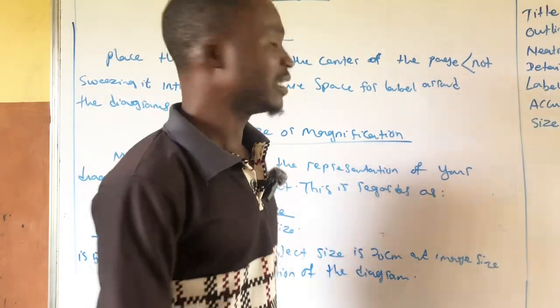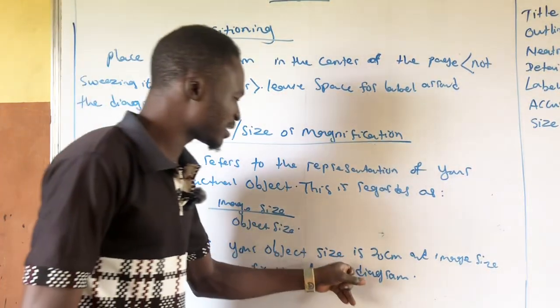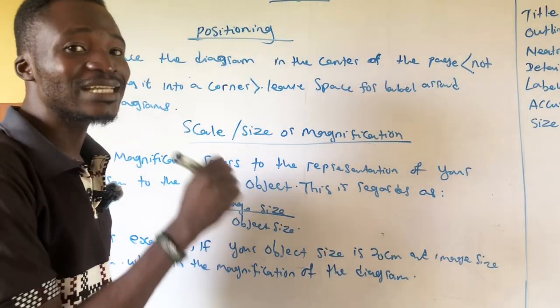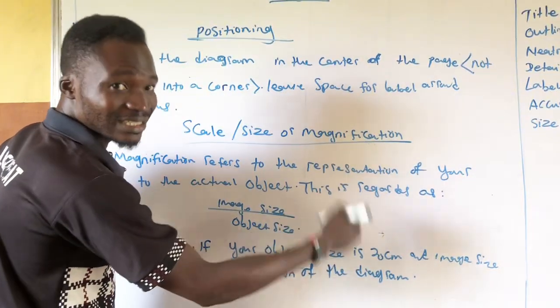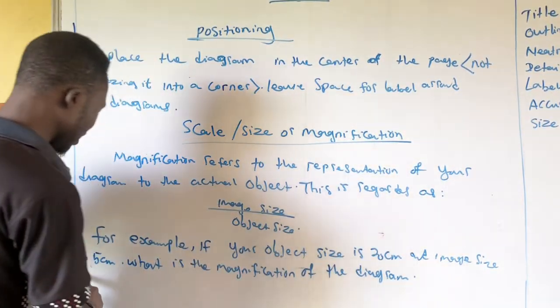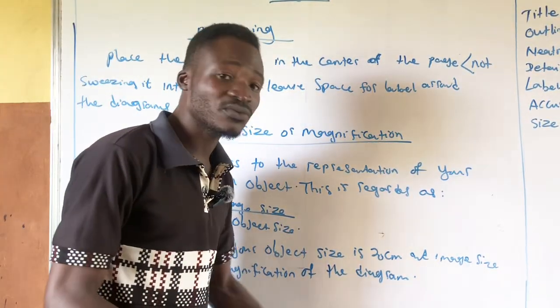Hope you understand that. Now let's move on. Say, for example, your object size is 20 centimeter and your image size is 5 centimeter. What is the magnification of the diagram?